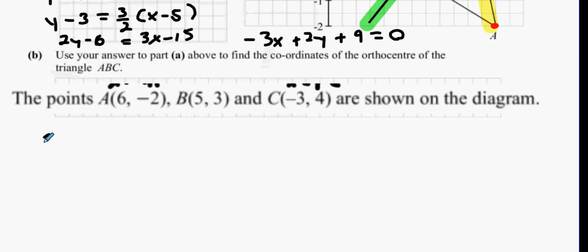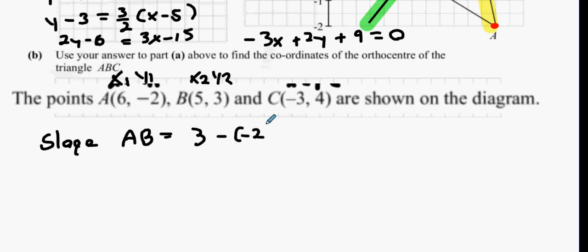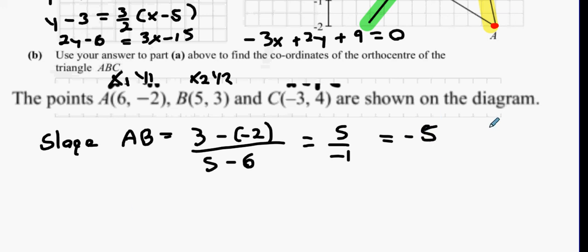So slope of AB, that's x1, y1, that's x2, y2. 3 minus 2 divided by 5 minus 6. 5 over minus 1 is minus 5. Perpendicular slope is 1/5.